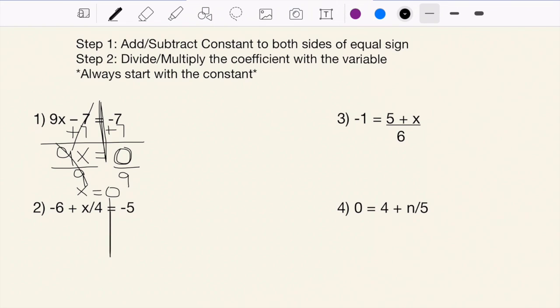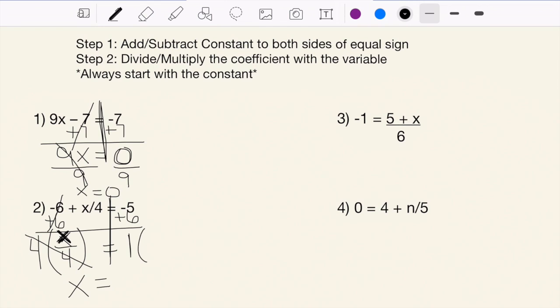All right, let's look at number 2. So we're always going to start with that constant. So the constant is -6 in this case. So since it's -6, I'm going to do the opposite. I'm going to add 6 to both sides. So that cancels out, and I'm left with just x over 4 equals 1. So if we have x over 4, that's a division problem. So what I'm going to do is I'm going to multiply this whole thing by 4. That cancels that out right there, and I'm just left with x equals, and I'm going to multiply this side by 4. 1 times 4 is 4.